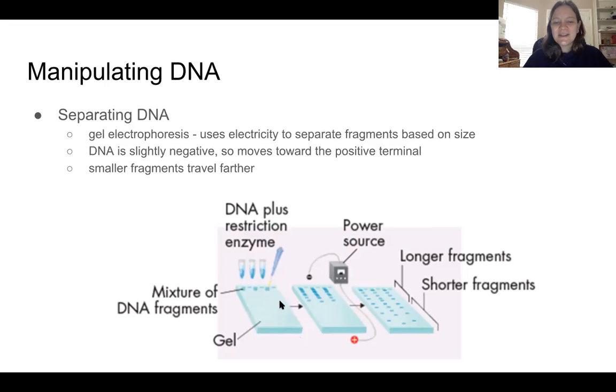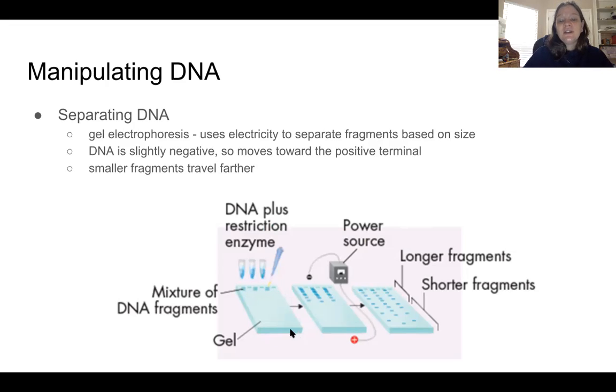Okay, but it has that same consistency to it. So you take your gel and you would put it down in, it's actually down in a liquid. And then up at the top, you have what are called wells. So it's essentially like a little hole or a notch in the gelatin, or in the gel. And that's where you would place your DNA that has been cut with your restriction enzymes.